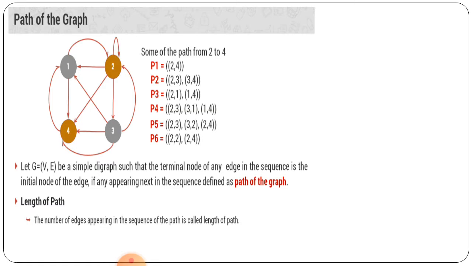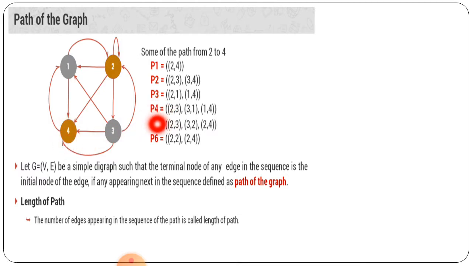The path of the graph is given here. We can say what the path is here. We have to go from 2 up to 4, so different paths are there. This is path 1, going directly from 2 up to 4. This is path 2, going from 2 to 3 and 3 to 4. Now path 3: 2 up to 1 and 1 up to 4, according to the direction.